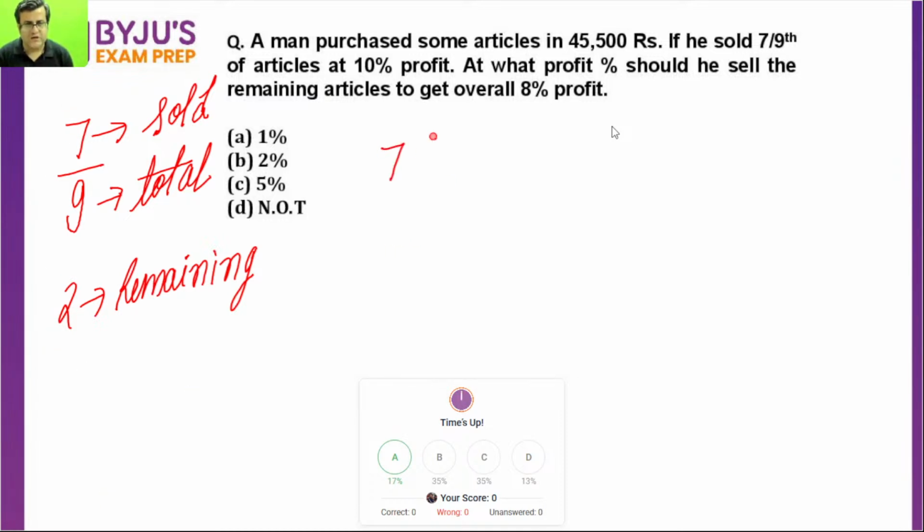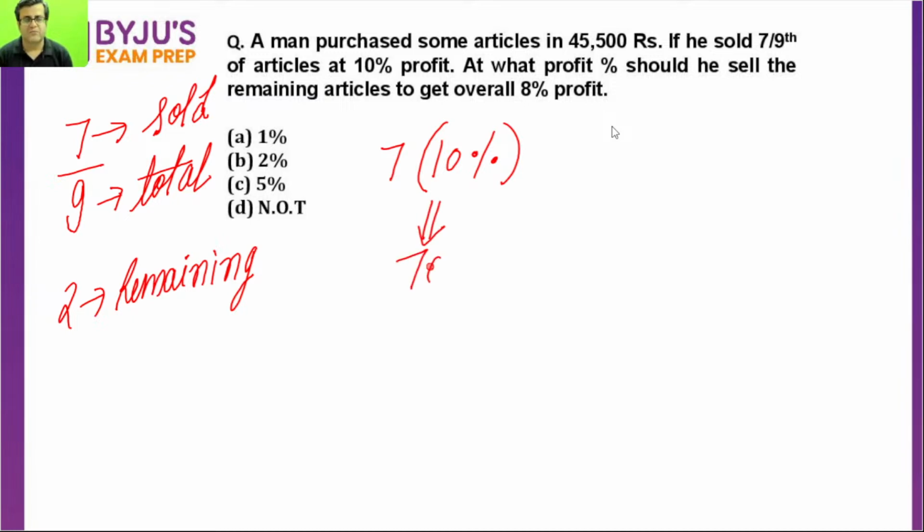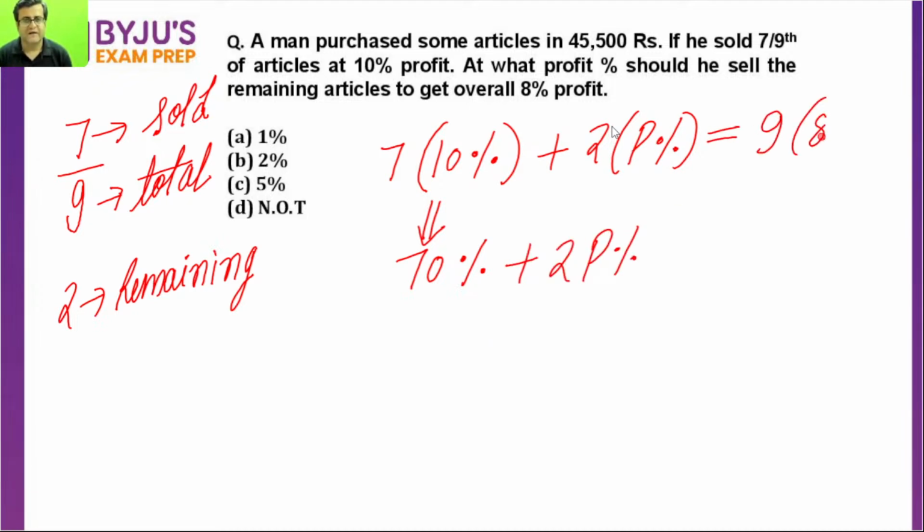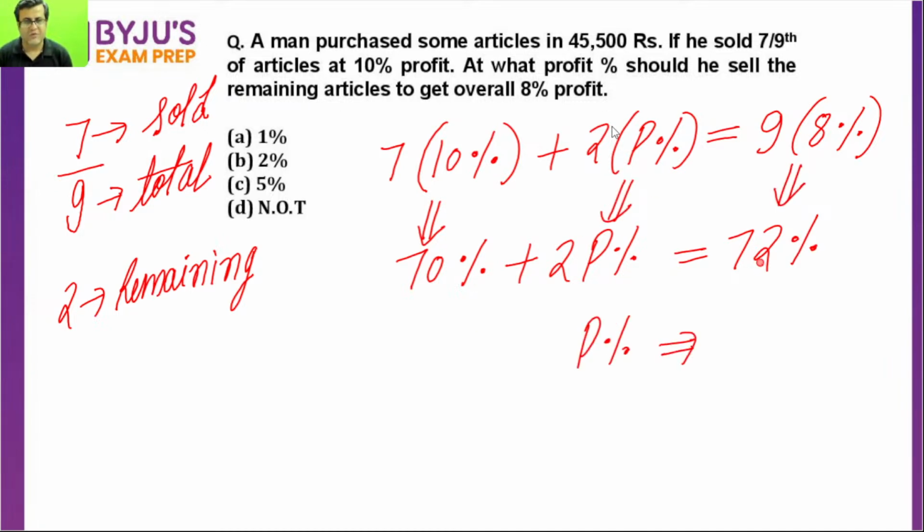7 articles were sold at 10% profit each. So it means total profit is 70%. The remaining 2 articles were sold at P% profit, which you are supposed to find out. Overall, 9 articles sold at 8% profit. 9 8s are 72%. So P% is equal to 72 minus 70, that is 2, and 2 by 2 is 1%. Okay, this is clear now.